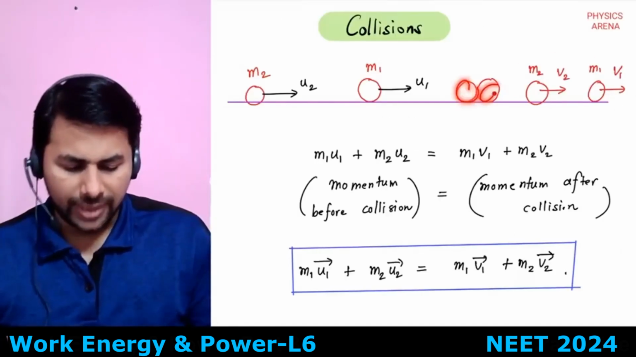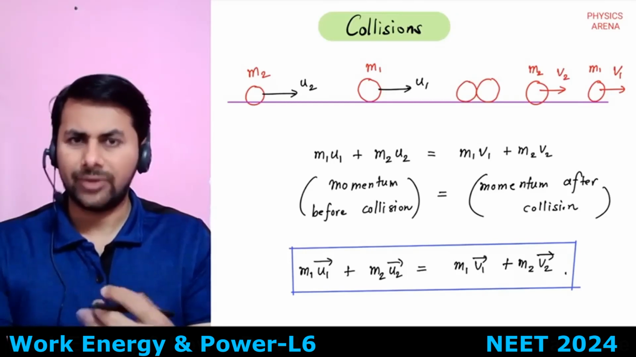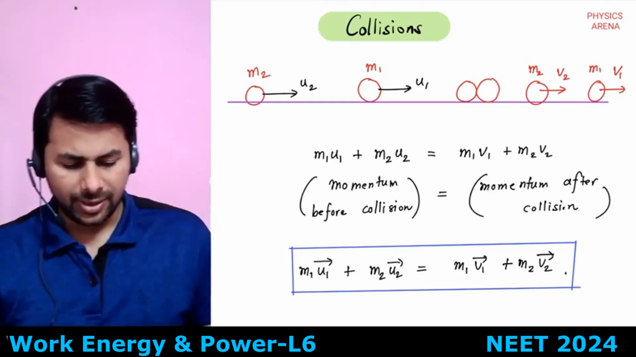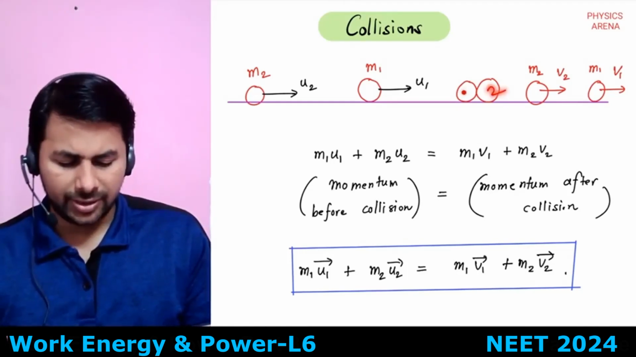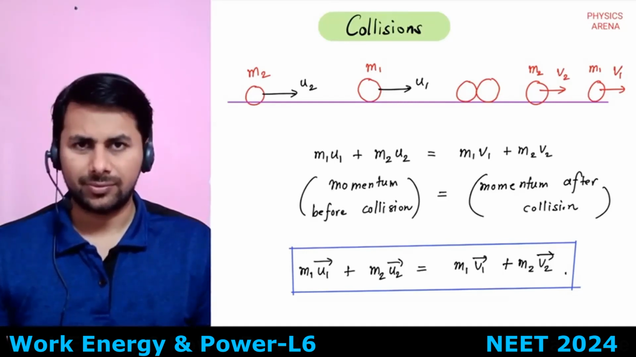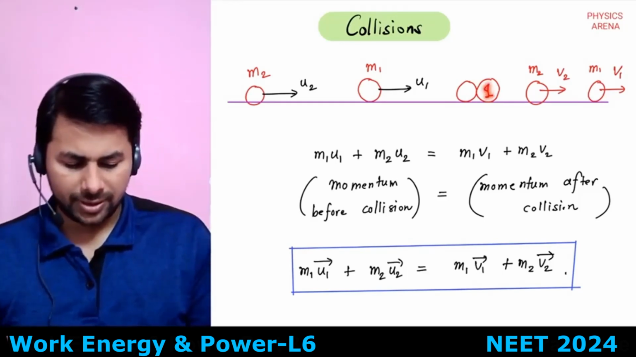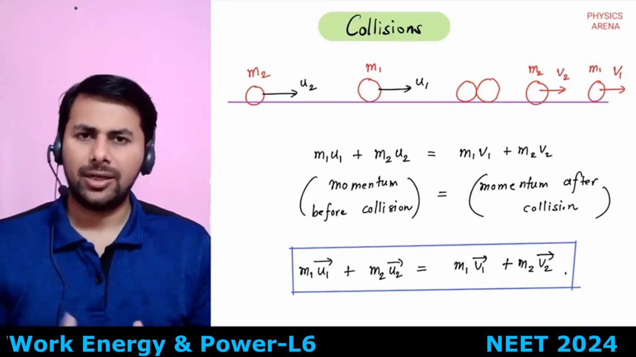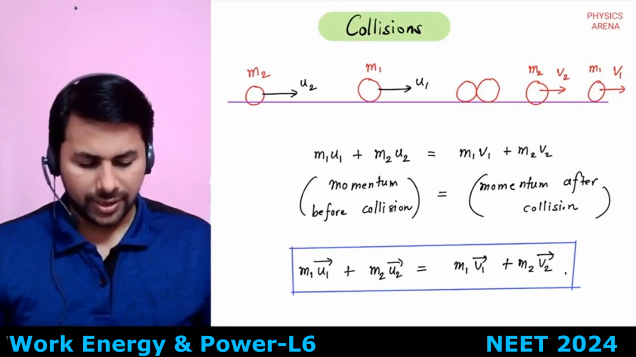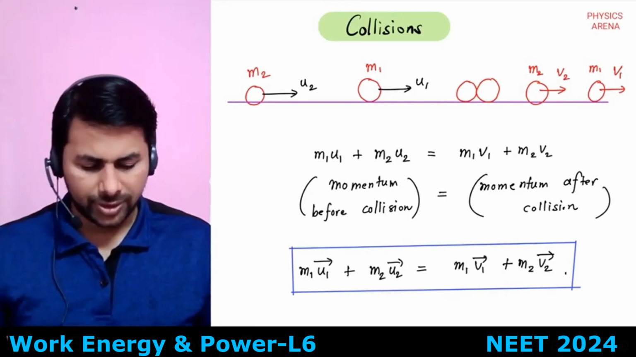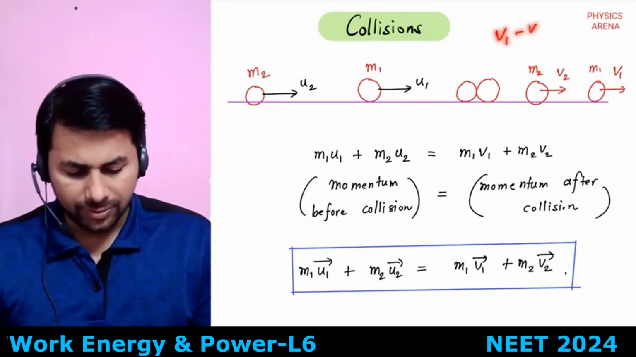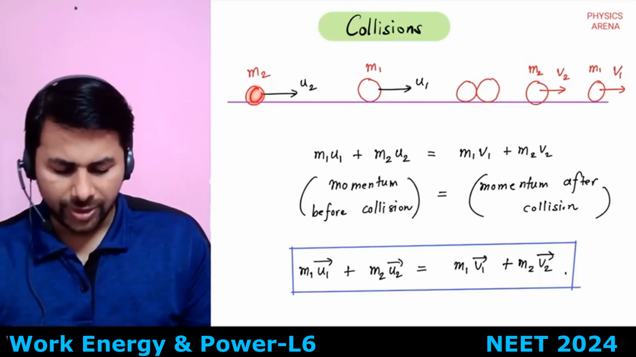Now, when they collide, the two bodies are in contact with each other. With what velocity are they separating? If this is the second one and this is the first one, they are separating with velocity v2 minus v1. Or if you call this one first and this one second, they are separating with velocity v1 minus v2. Then it is the relative velocity of separation divided by the relative velocity of approach. So it will be v1 minus v2 divided by the relative velocity of approach.